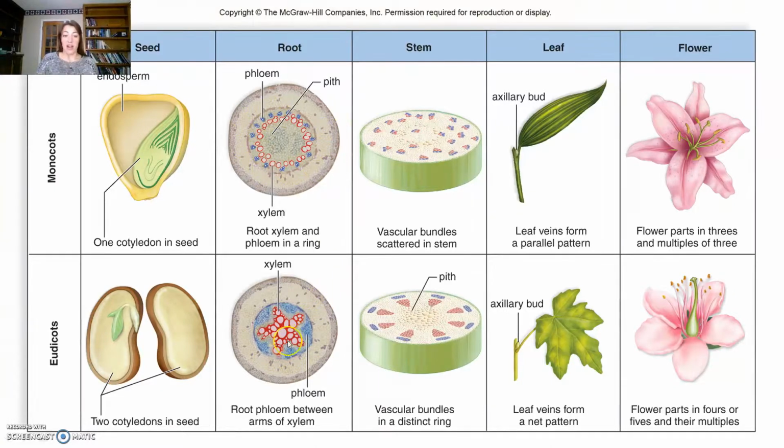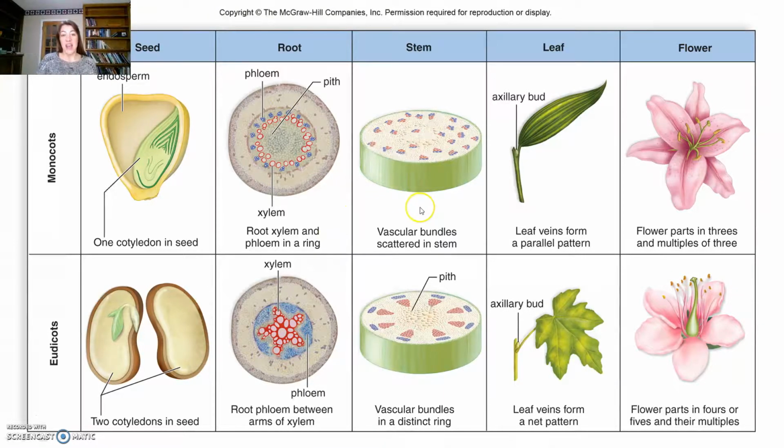Of the eudicots, it's either going to be star-shaped or sometimes a fancy-looking four-pointed box or square inside, but it's going to have all the xylem and phloem concentrated in the middle. Make sure you guys know that.